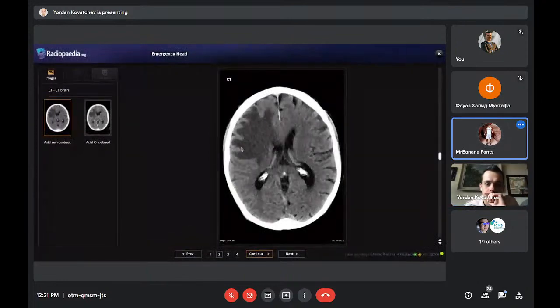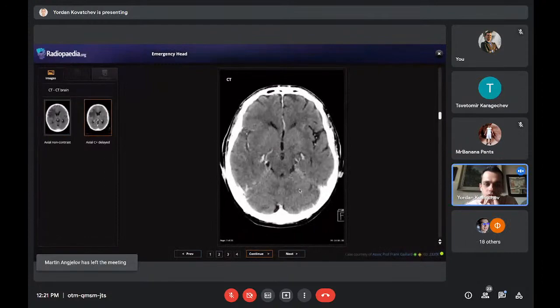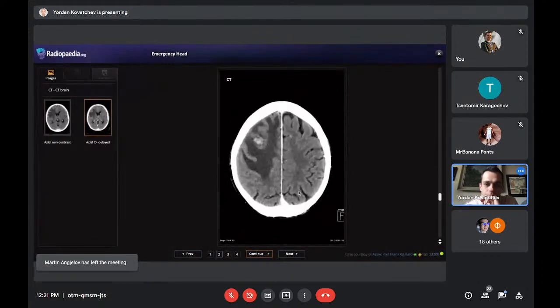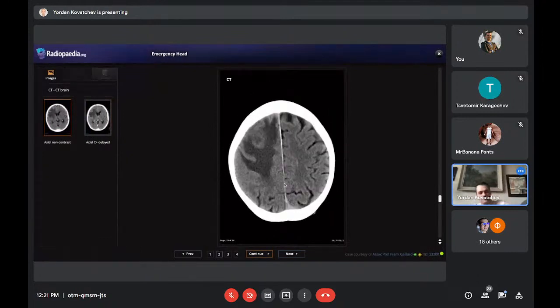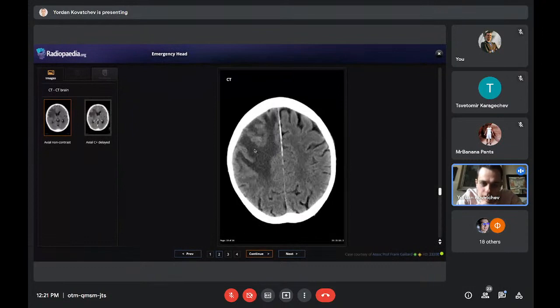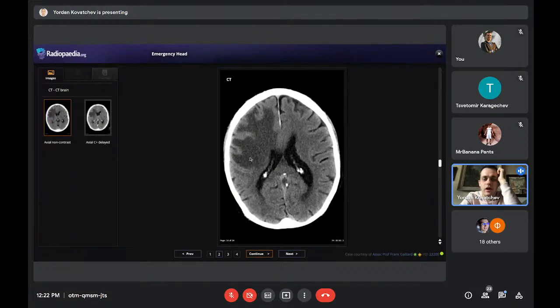Vasogenic edema. Yes, great. Really good job. Sorry, I skipped a little bit. Anyway, this is on the non-contrast CT. As you said, what we see again is a hypodense region, darker, but it's confined to the white matter, the subcortical space, the space below the cortex. The cortex is the gray matter, the white matter is below the cortex. So subcortically, there is a large hypodense area.